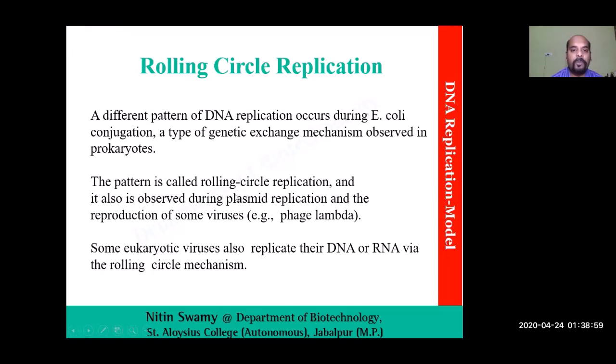So to explain more into these things, we would be seeing two different mechanisms of DNA replication. One is rolling circle replication. It is somewhat a different replication mechanism that is found in E. coli during conjugation, and it is a mechanism which is prominently used by viruses for their reproduction.